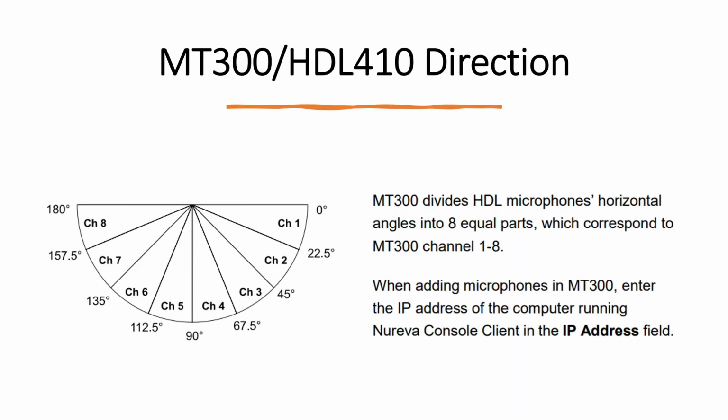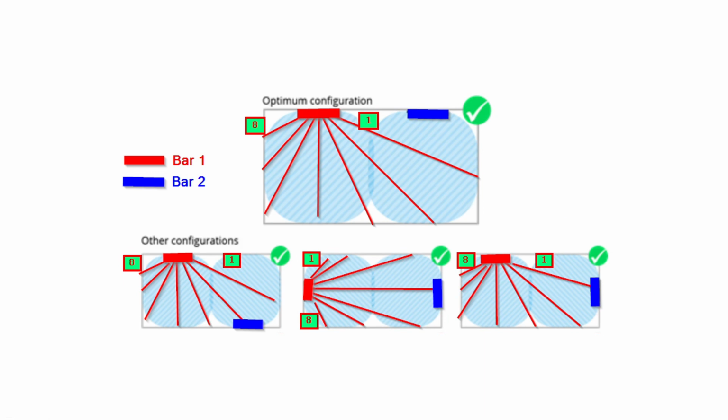Scenario 1, direction mode. For direction mode, MT300 divides the HDL microphones' horizontal angles into 8 equal parts, which correspond to channel 1 to 8. For later firmware, you can even divide it into more equal parts and more channels. When adding microphones in MT300, enter the IP address of the computer running Nureva console client in the IP address field. If you have registered Nureva to the cloud, then you can directly enter the IP address of the Nureva DSP in the IP address field. Be aware that if you're using two speaker bars, for example HDL410, then the channels will all be based on bar 1.